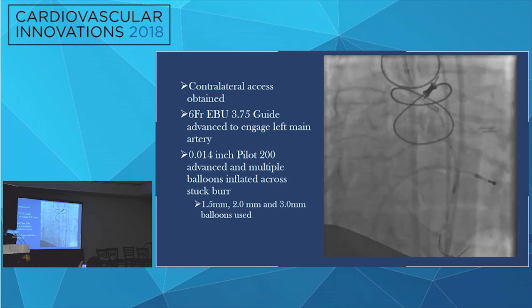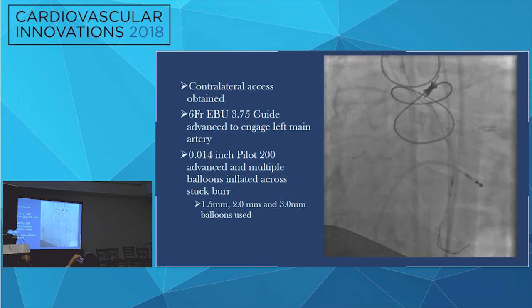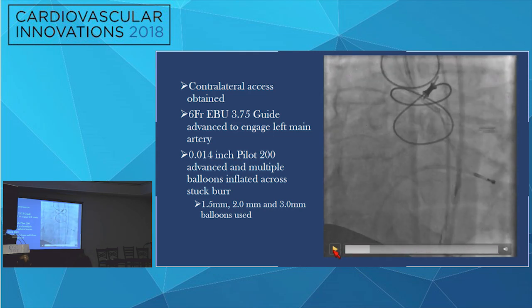So I obtained a contralateral femoral access, used a 6 French EBU 3.75 guide. I wired the circ with a Pilot 200, then advanced multiple balloons trying to dislodge the burr. I started with 1.5, 2.0, and 3.0. Here, two wires, but still the burr is stuck.